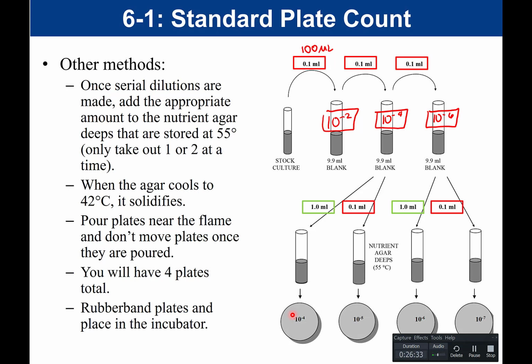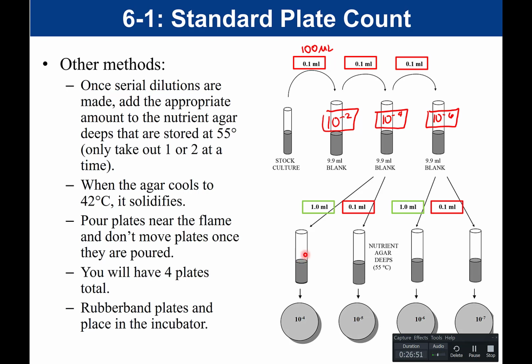Then once I have my serial dilutions, I can take out 1 nutrient agar deep at a time. So I would go to the water bath and I would pick up a nutrient agar deep, and that nutrient agar deep is kept at 55 to keep it liquid.